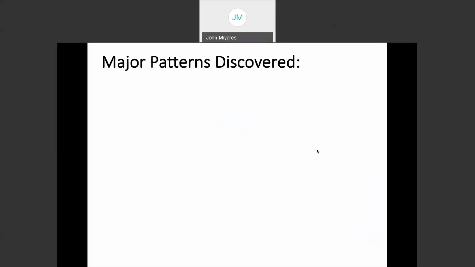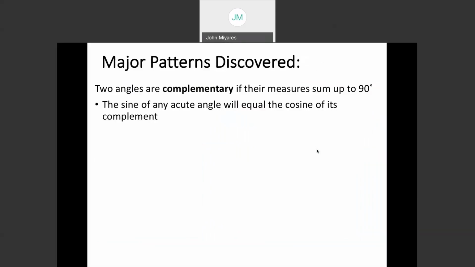Now, what I'm hoping you saw were the following relationships. First, making sure that we have our vocabulary straight. We're going to define complementary angles as two angles whose measures add up to 90 degrees. As you look at the first table, what I'm hoping you saw is that the sine of any acute angle would equal the cosine of its complement, and vice versa, the cosine of any acute angle will equal the sine of its complement. This means that you're going to see the sine of 30 degrees equals the cosine of 60, or that the sine of 40 equals the cosine of 50, and so on.